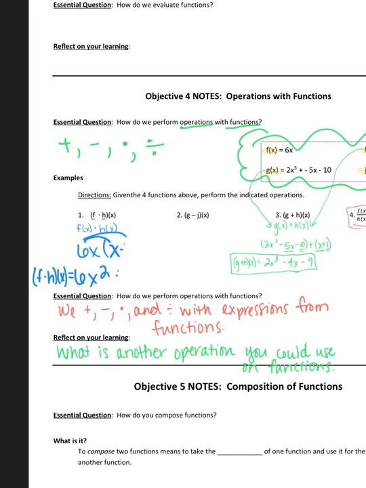And for today's reflection question, the question I am asking you to answer is, what is another operation you could use on functions? So outside of add, subtract, multiply, and divide, can you think of something else that you think we could do to functions?